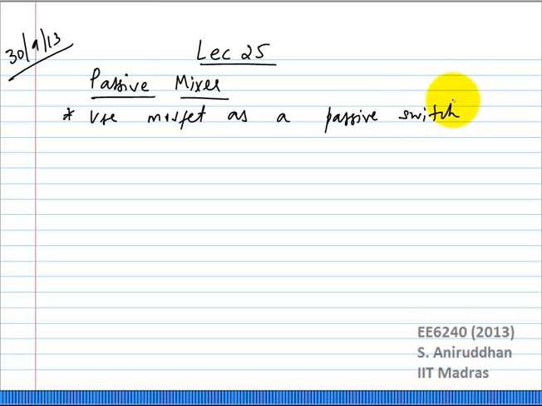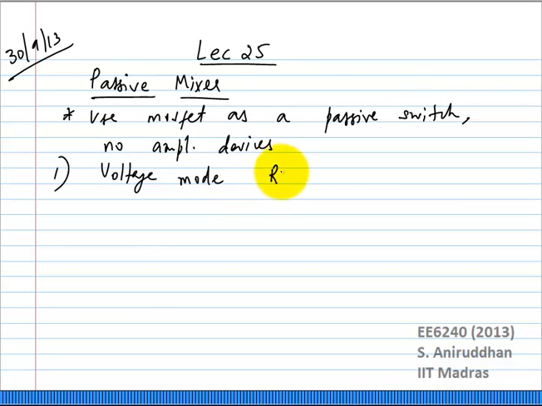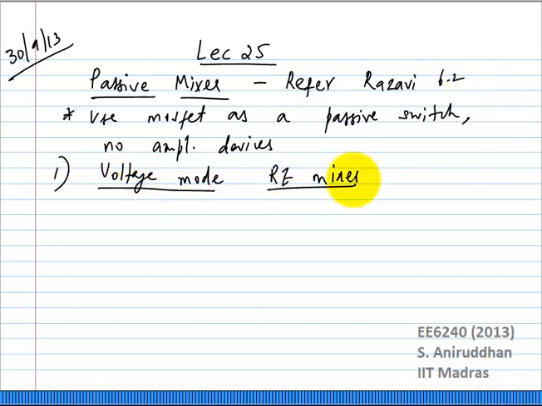So you are using the MOSFET as a passive switch, and there are no amplifying devices. Let us take the simplest example of this, which is a voltage mode return to zero passive mixer. By the way, if you want to refer to this, refer to Razavi section 6.2. That is what I am following closely for the class. So first we'll look at the voltage mode return to zero passive mixer.